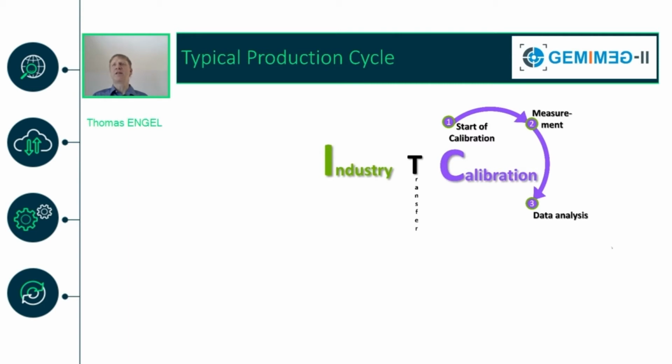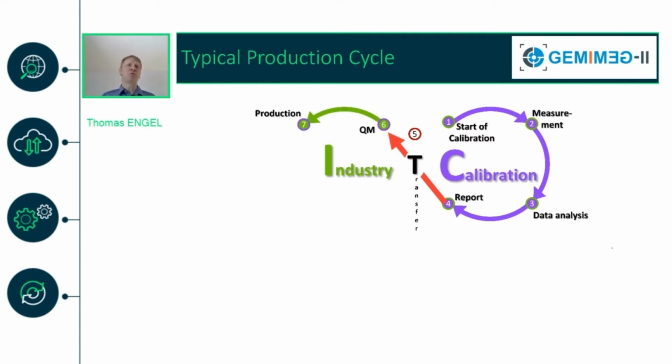Then the data which is gathered in the measurement gets analyzed and a report on the calibration is generated. Then the artifact plus the calibration report is handed over to the quality management in industry. From there, it's brought into production. And usually there's also a lot of optimization cycles in the industry just to improve profitability all the time in order to be really economically effective.